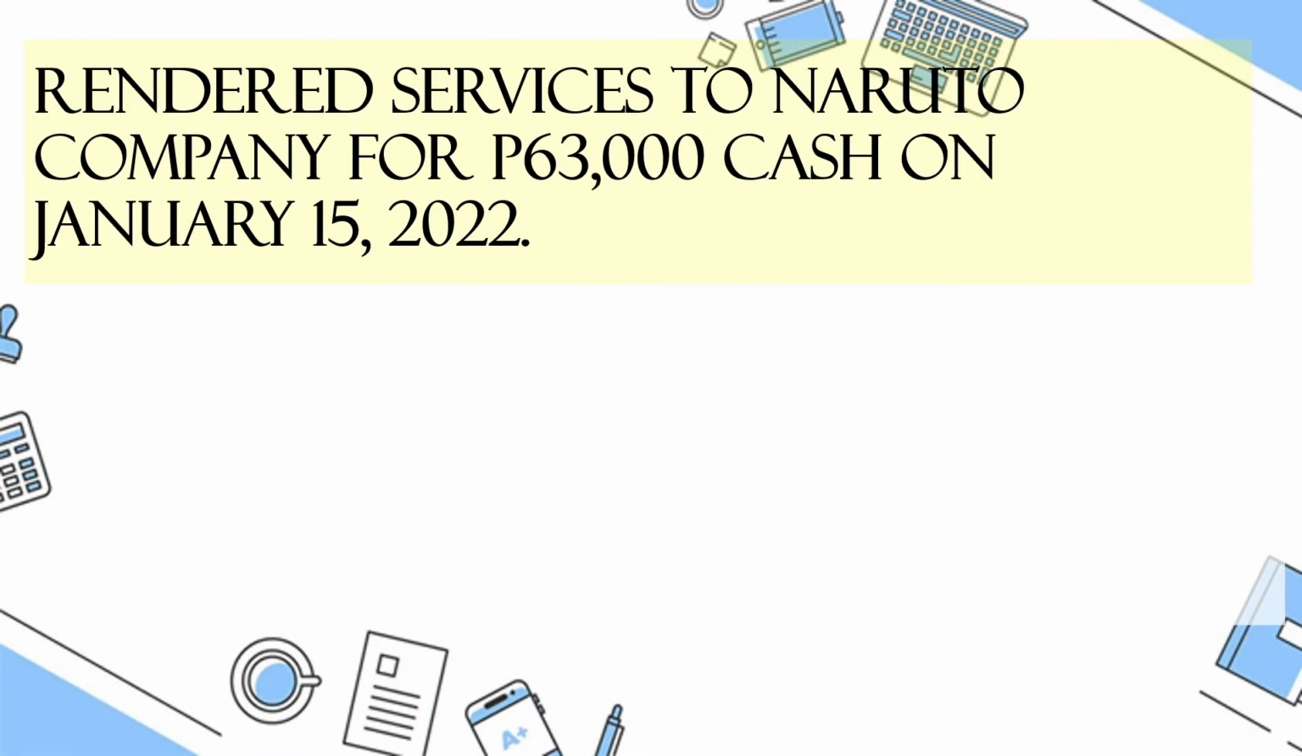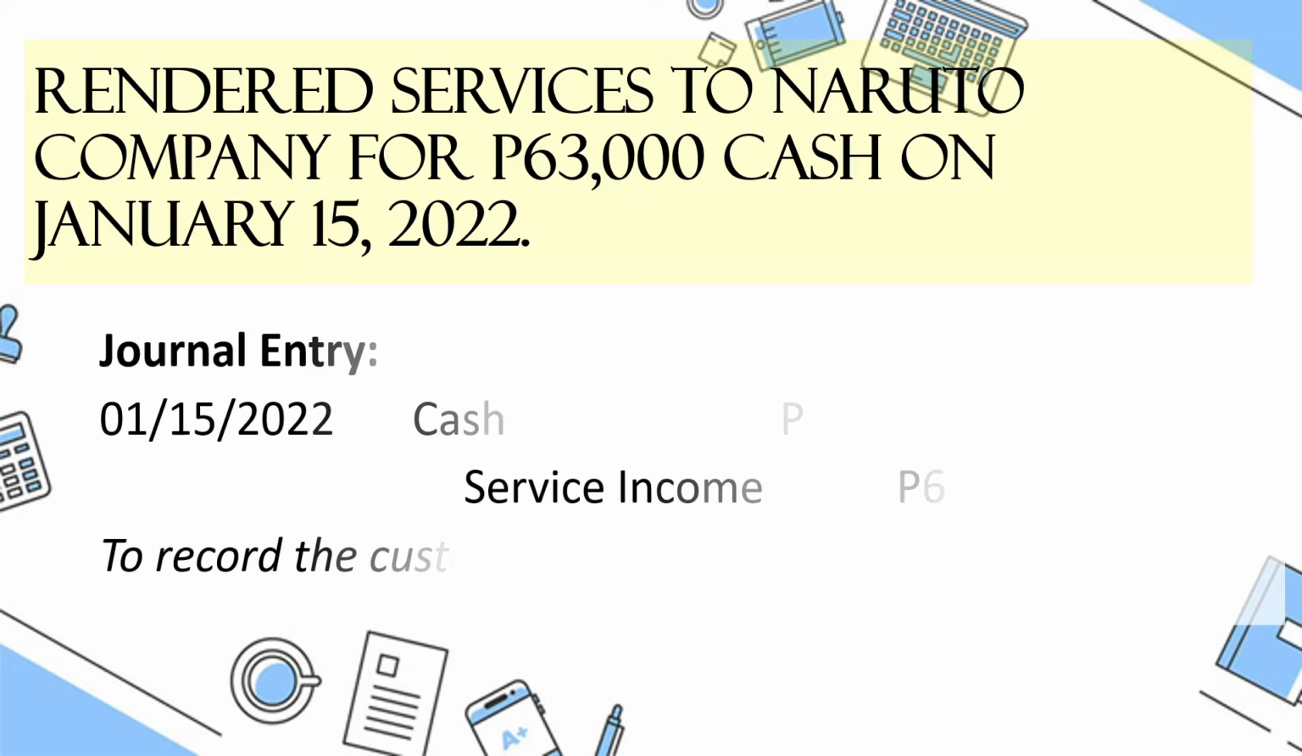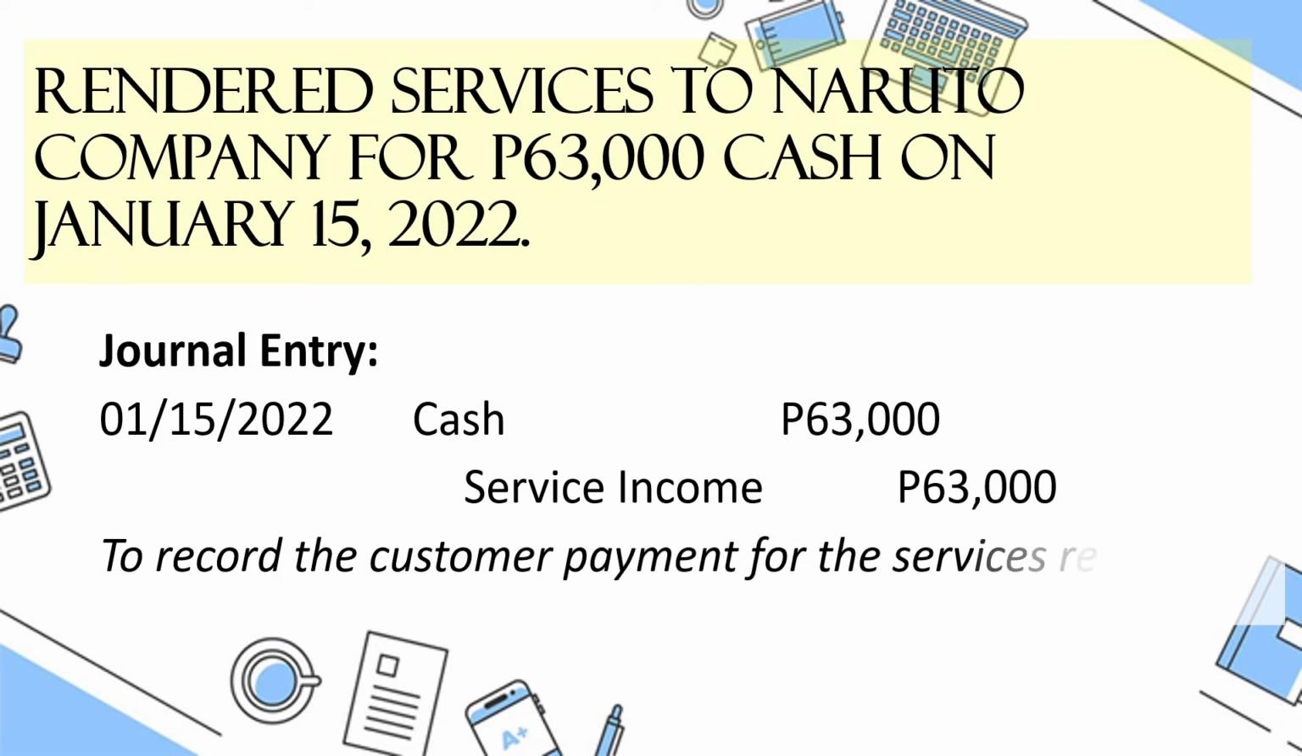Now let's go to our first example. Rendered services to Naruto Company for 63,000 cash on January 15, 2022. So the journal entry for this one is this. However, I will not discuss the date and the description since these are self-explanatory. We will focus our discussion on the debit account and its amount and the credit account and its amount. So let's go back to our example.